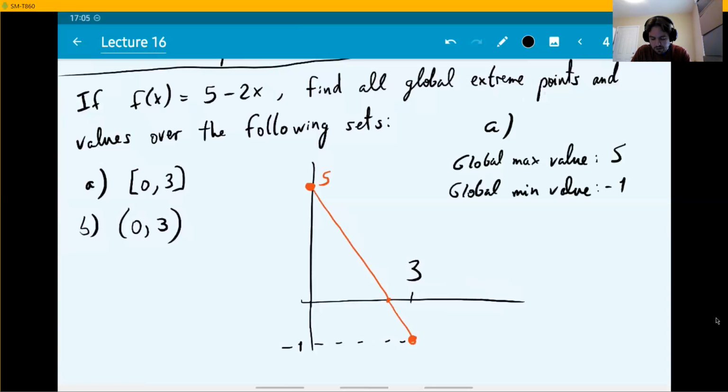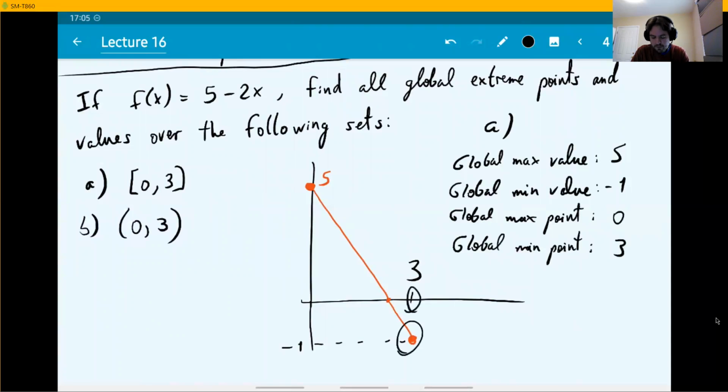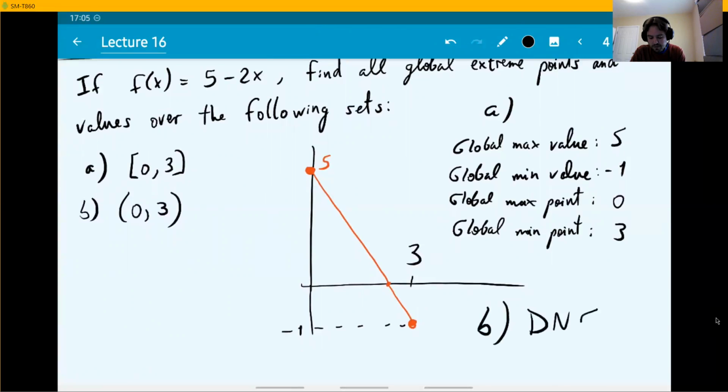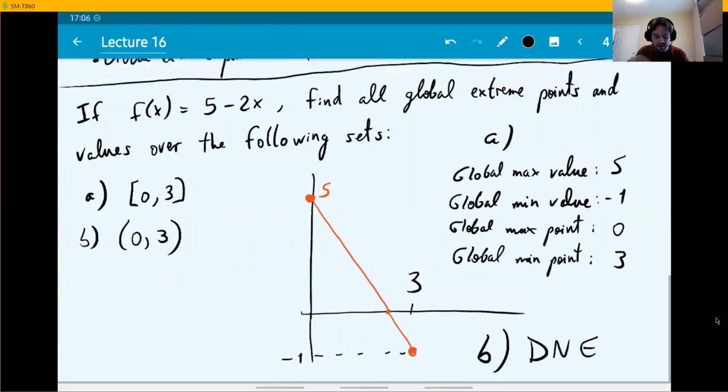But they were now also asking for points, not only values. What are the points? Global max point is 0. f of 0 is the one that gives you 5 right here. And then global min point, the x coordinate where the global min is attained, is 3. f of 3 is -1. But the answer to item B is D and E for both extreme points and values.